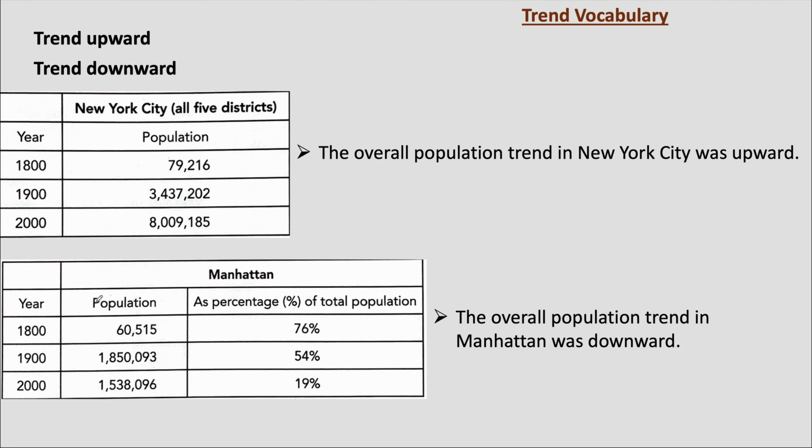When we talk about overall increase or decrease in a table or graph, we can use trend with upward or downward. For example, the overall population trend in New York City was upward. But the overall percentage of total population showed a downward trend.